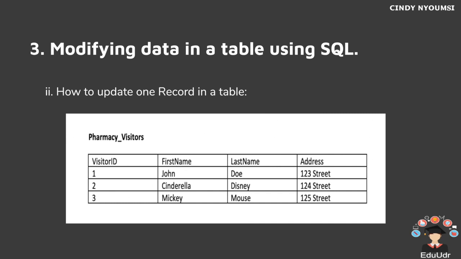So let's use the pharmacy visitors table from earlier and update some data because there is no John Doe. It's actually Jonathan Doe. Haha, okay, it's silly. I'm trying to make stuff up here, so bear with me.